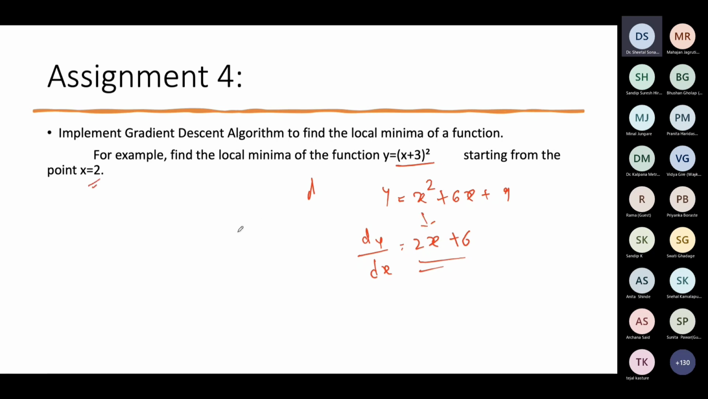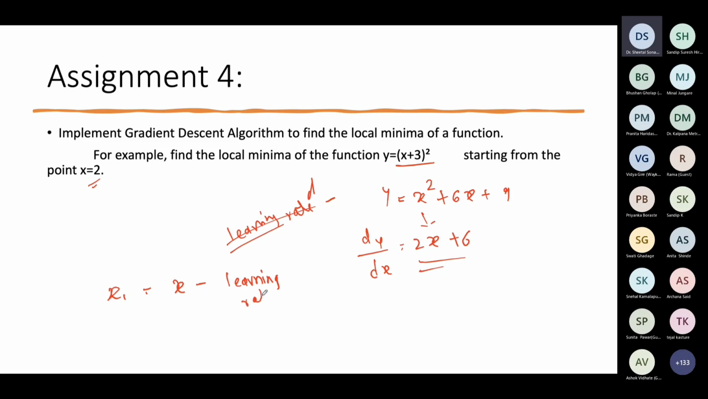I have to take into consideration the learning rate and apply the formula. My next value, the step to move, is nothing but x minus the learning rate, multiplied by this function with the initial value put into it. My initial value is 2, minus 4. So this is my new value of x1, where again I put in my initial value.